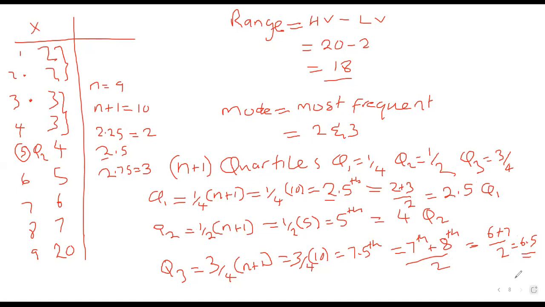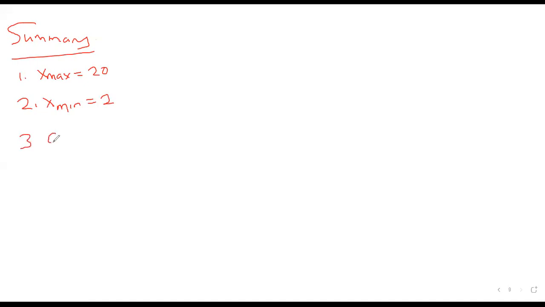So we now have the 5 summary key points. These summaries are important for the box whisker diagram. Number 1, the highest value, the maximum value of x. What is the maximum value of x? 20. Number 2, the minimum value of x. What was the minimum value of x? 2. Number 3, our first quartile. Number 4, our second quartile.